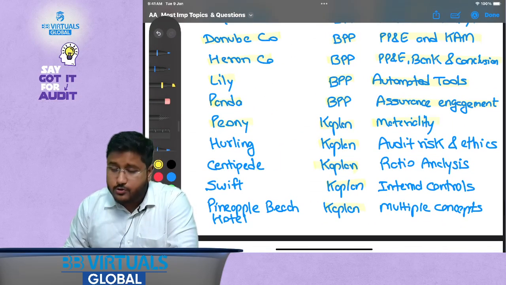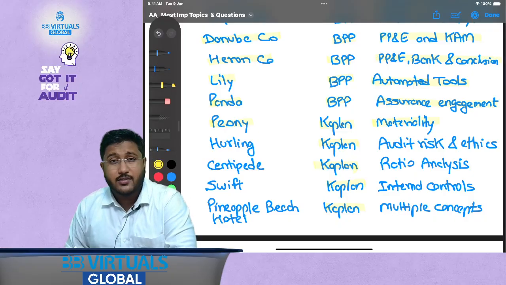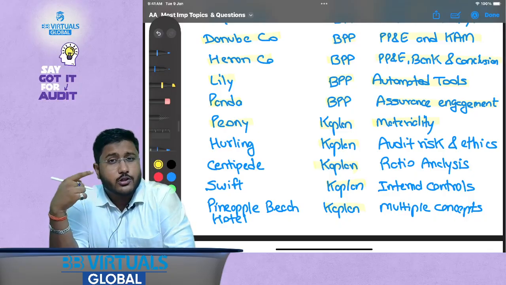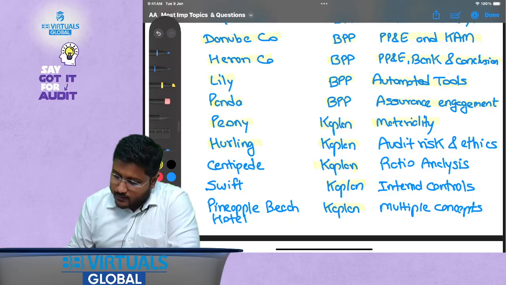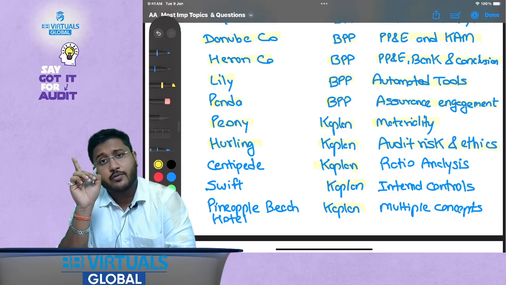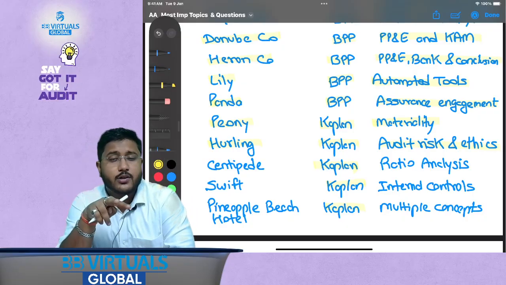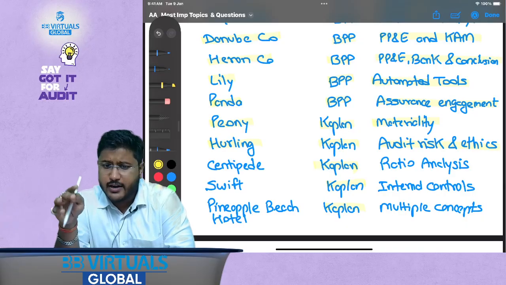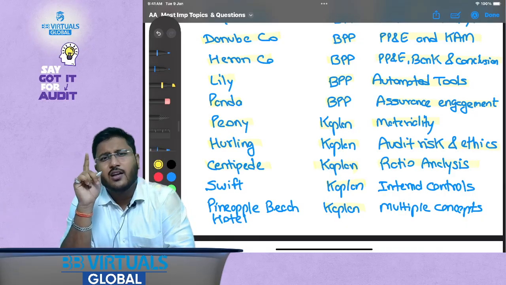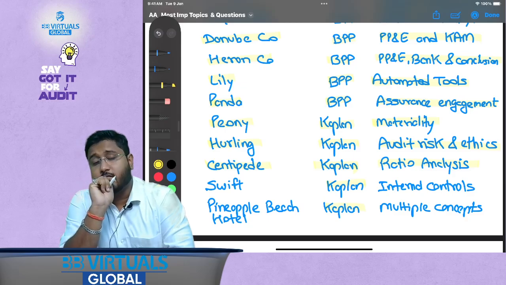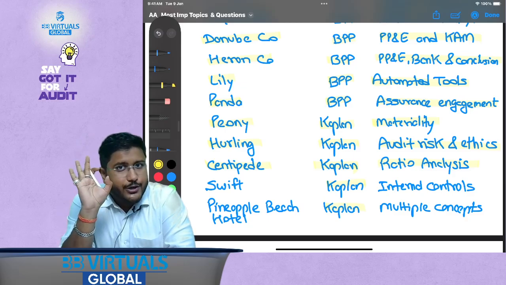Purely this talks about materiality. Why is this important? Because this involves calculation of materiality and how different factors affect the materiality. Hurling Company, this talks about audit risk and ethics. Audit risk has been covered multiple times, but how does it affect the ethics part also? That is very new in this question. Centipede talks about ratio analysis. We have already covered one question on ratio analysis, right? But this question is fully dedicated to ratio analysis.